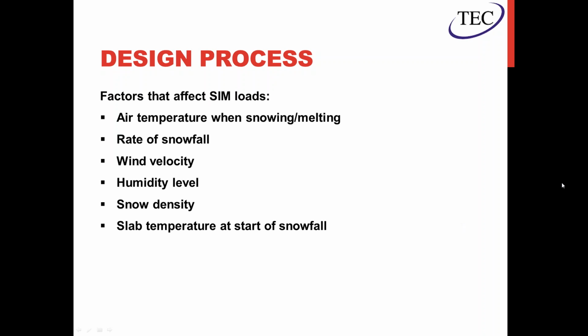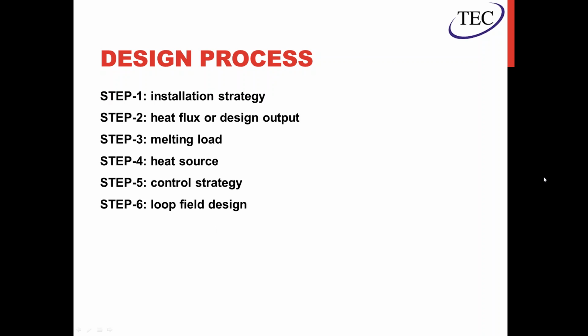Different things that affect your snowmelt load are the air temperature when it's snowing, the rate of the snowfall, the wind, humidity, slab temperature at the start of snowfall, and the type of slab or surface you're using. Even beyond these, there are many different factors that affect the load. The way we're going to walk through the design process today will be the installation strategy, the design of the actual loading, and then we'll talk about the heat source and different ways to control it.